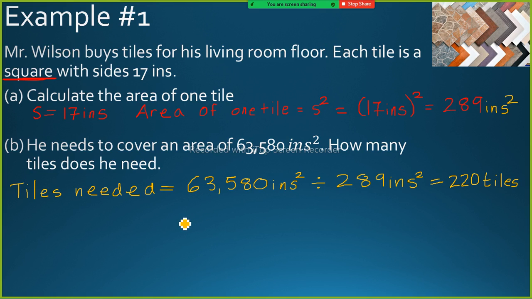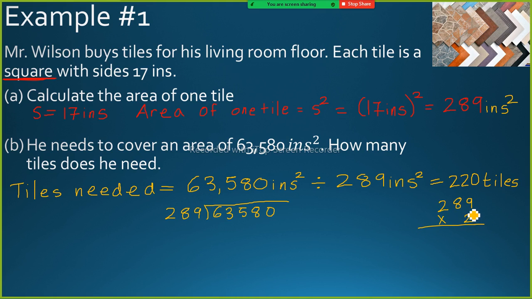Okay, as I promised, I did promise to do it by hand, so let's do it. So we have 289. How many times did that go into 63,580? Now, 289, let's multiply that by 2. And it'll give us what?